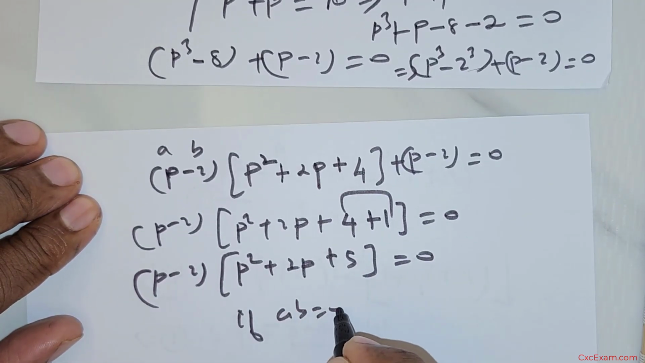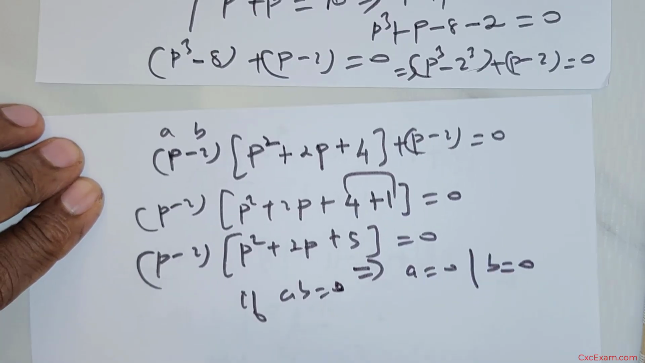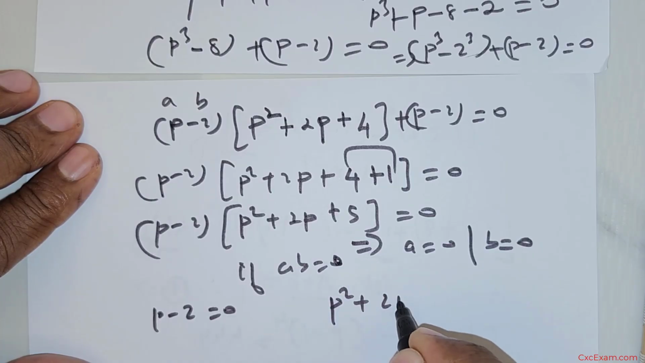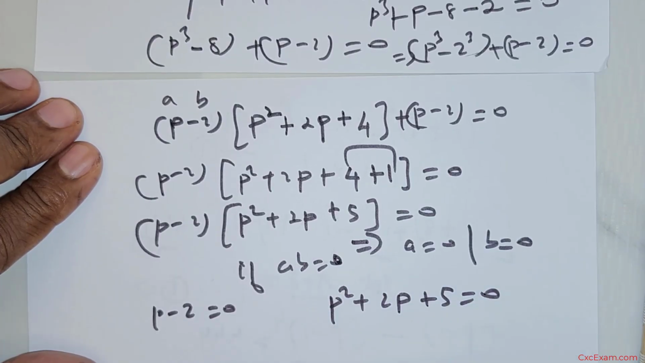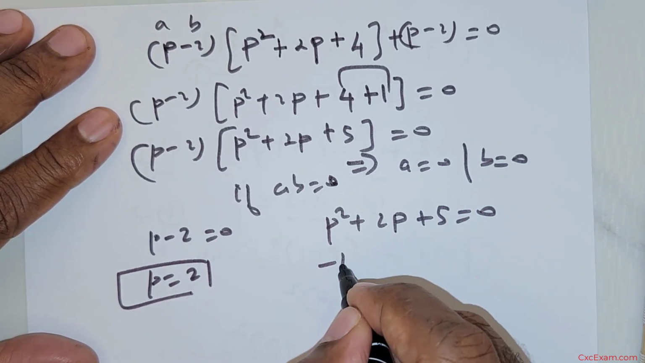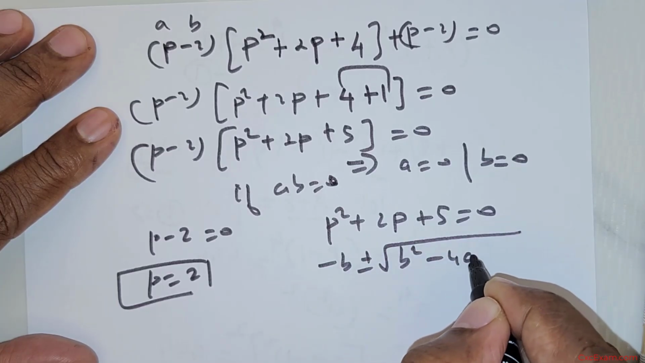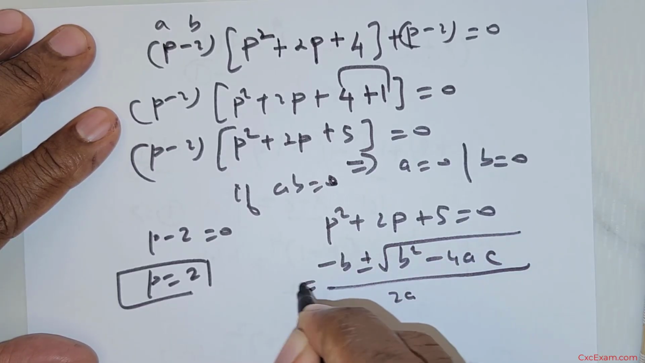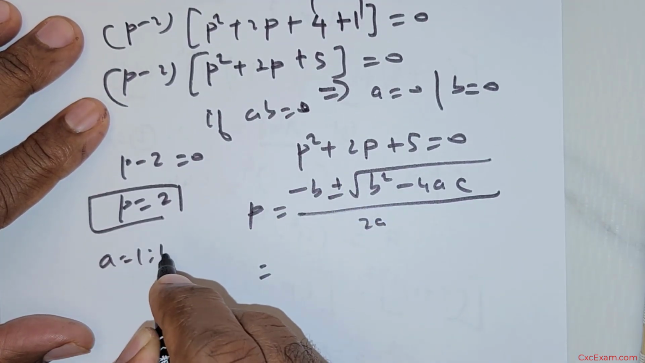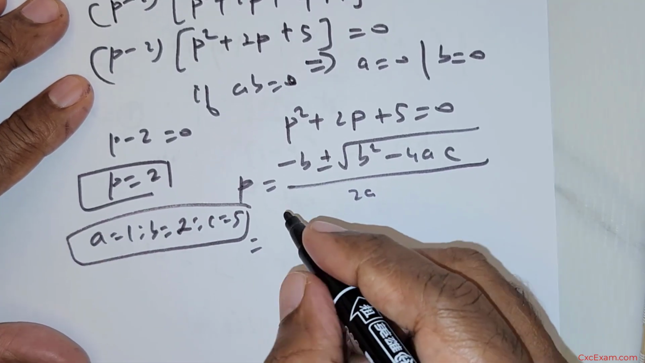Now if ab is equal to 0, then you got either a is equal to 0 or b is equal to 0. So you have p minus 2 is equal to 0 and p squared positive 2p positive 5 is equal to 0. So from here p is equal to 2, that is one root. From here you got to use the quadratic formula, negative b plus or minus root of b squared negative 4ac divided by 2a. This will give you a value of p. My a is 1, my b is 2, my c is 5. So that is the value you need to substitute.